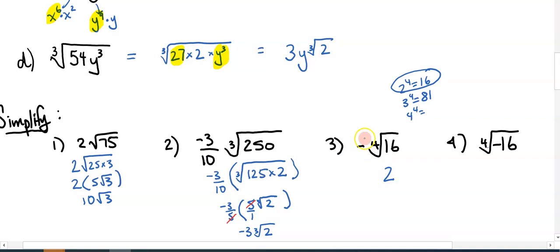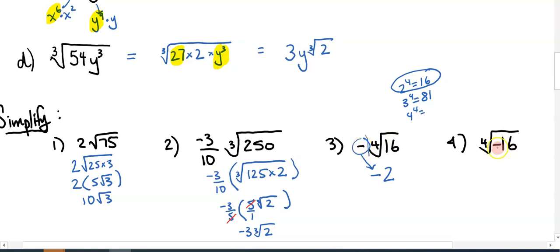The negative is like a negative 1 outside. It just comes along. It's negative, right? Whereas if I put the negative inside, then I need those 4 numbers to multiply to give the negative, right? This negative is not part of the root. It's the coefficient type of thing, the number in front that's being multiplied by negative 1.